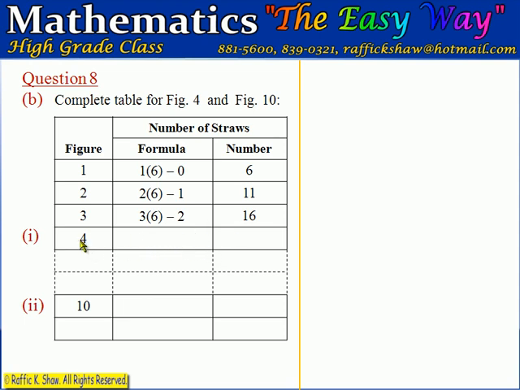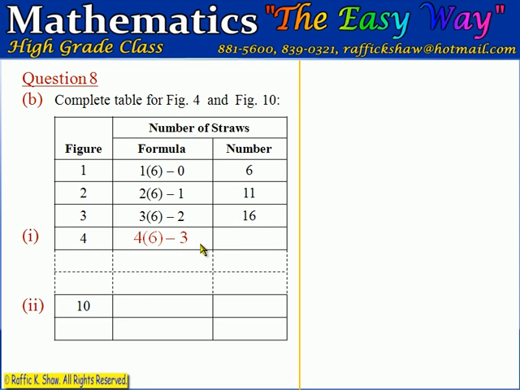Alright, so for this cell, as we observe, the figure number is 4, so 4 should come in the front, followed by the 6, and then we should be subtracting 3, 1 less than the 4. So that should be the formula for figure 4. And if we do this calculation, we should get 21, because we should add 5 to 16 to get the number of straws in the 4th figure. So if we do this calculation, 4 times 6 is 24, minus 3, that's 21.